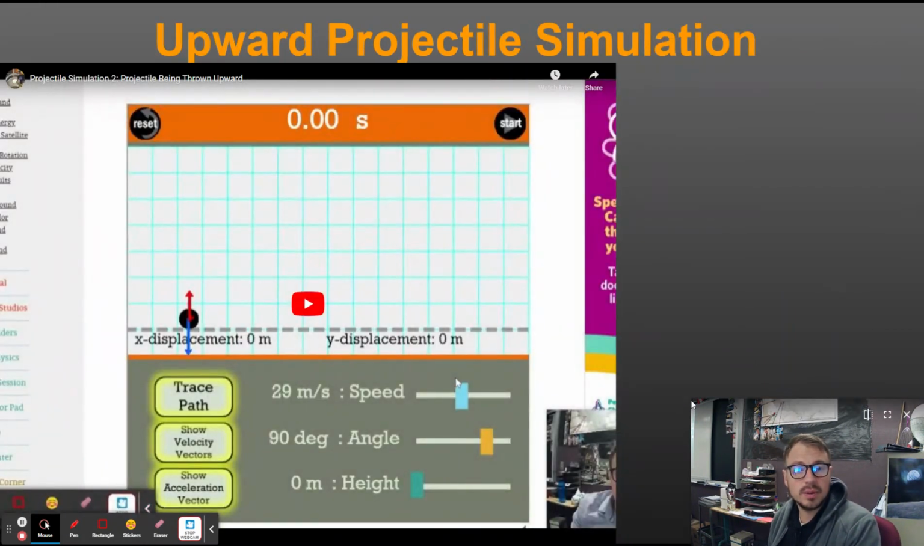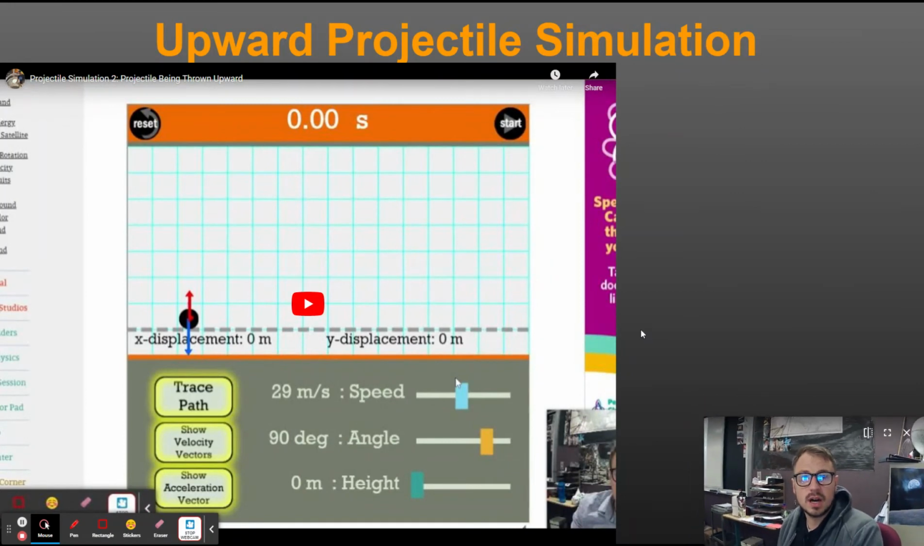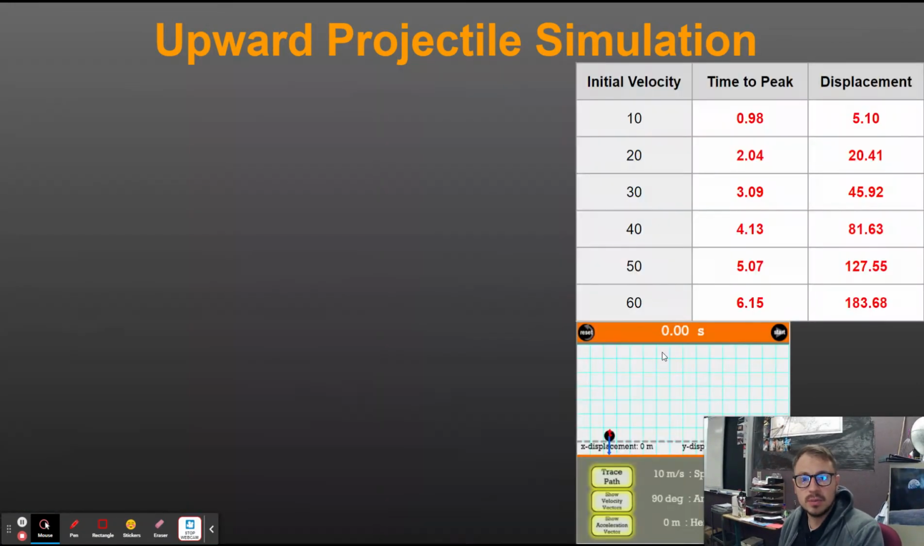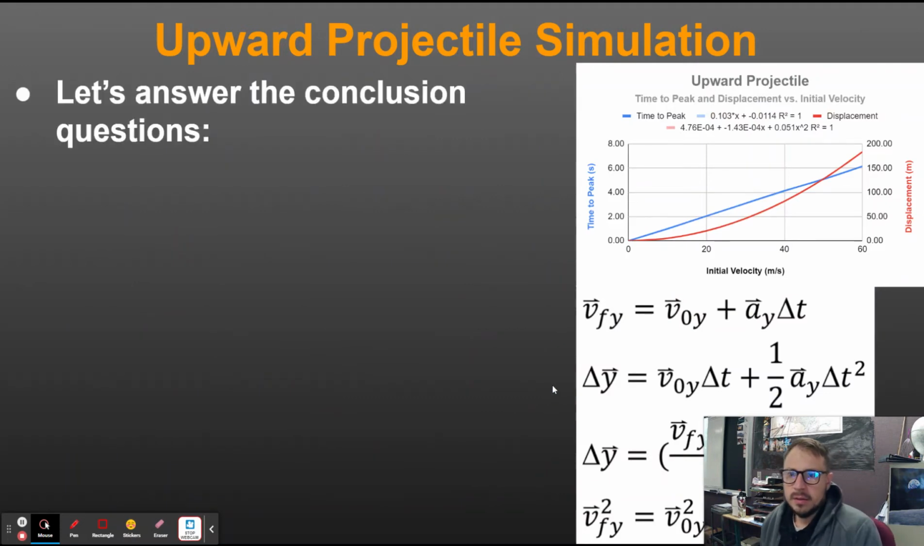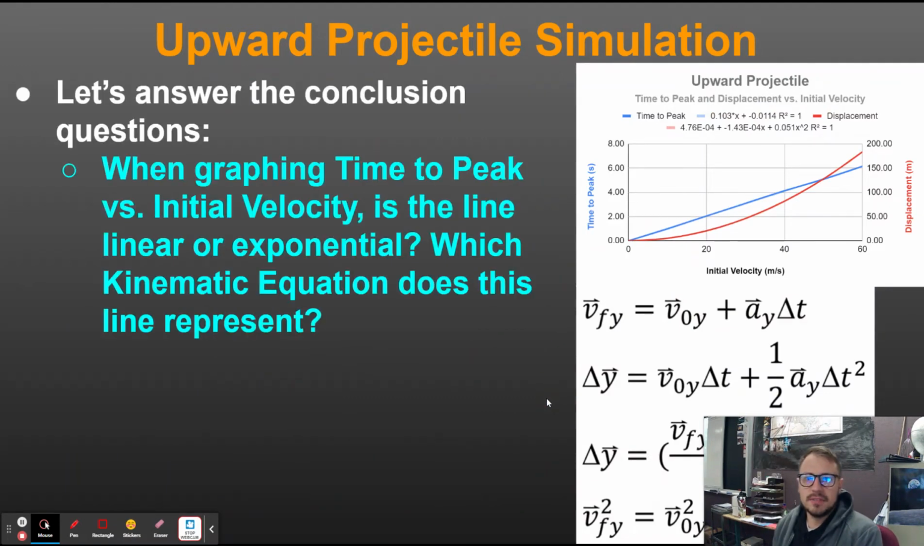And now we went a little more into detail with the upward projectile simulation. So now we simulated it, and we launched a projectile up in the air. We measured the time it took to get to the peak and the displacement. How high did that object go? All right, so when graphing the time to the peak versus the initial velocity, is the line linear or exponential? So you can see here that is going to be the blue line. It's going to be linear.